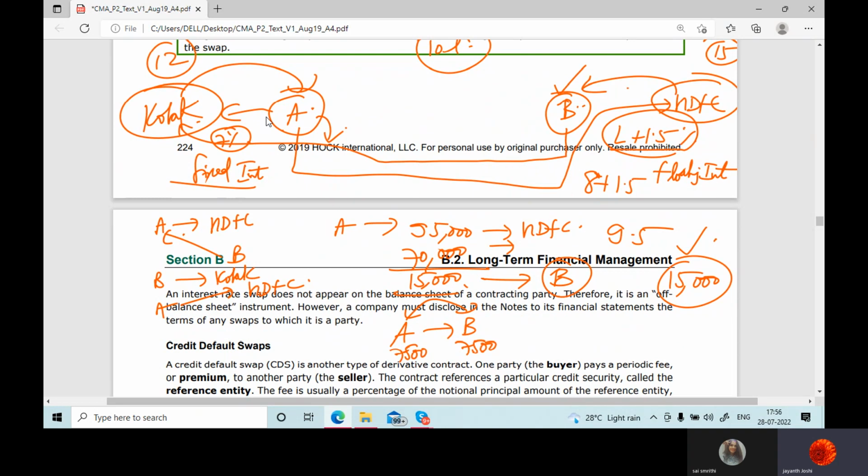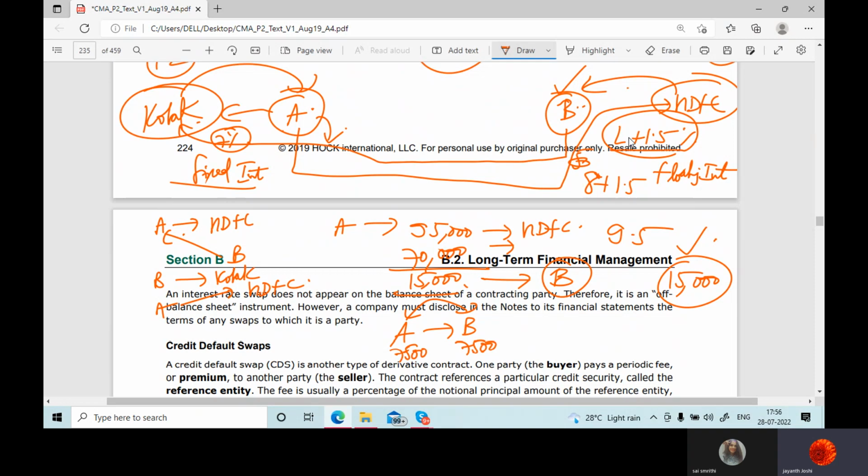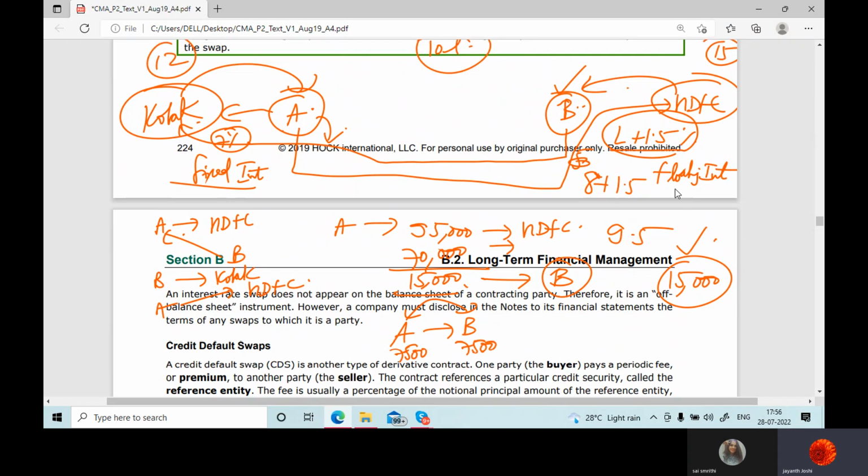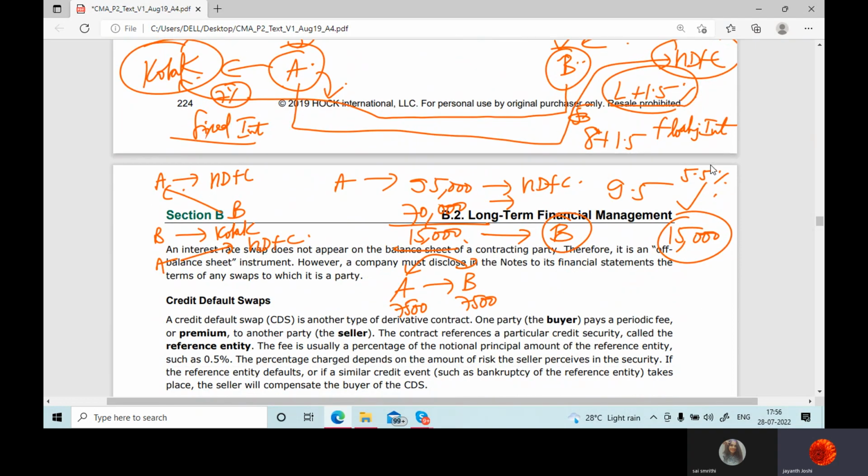Why? Because the rate is fixed here, and B is making that fixed payment, and in his market the rate prevailing is 9.5. Let's say the rates in B's market have gone down. That means LIBOR has become 5%. So if LIBOR becomes 5%, so 5.5 is the interest, correct? Now what is the payment A will make? A will make the payment of 55,000 and B will make the payment of 70,000.